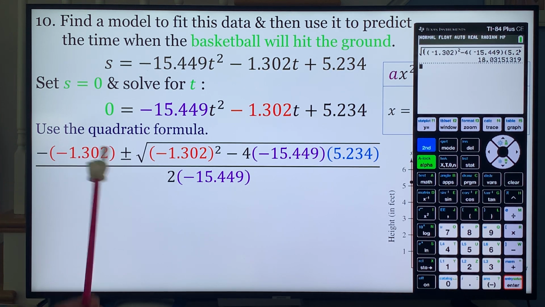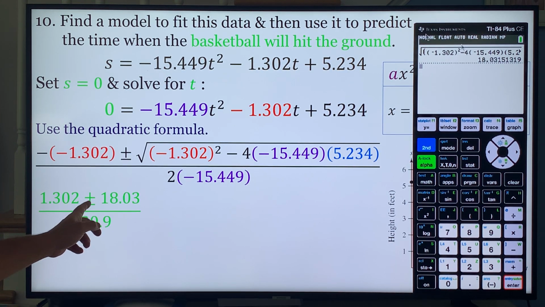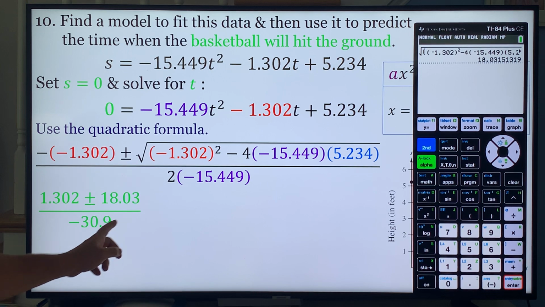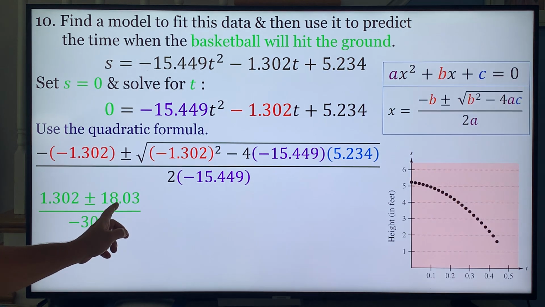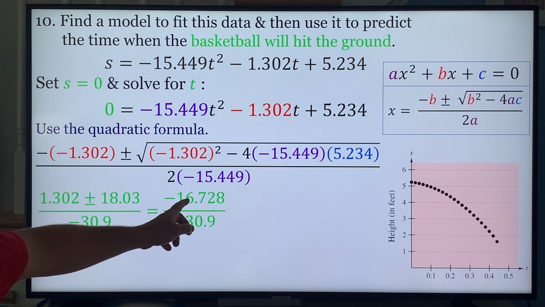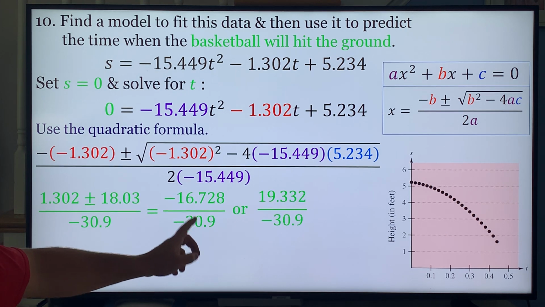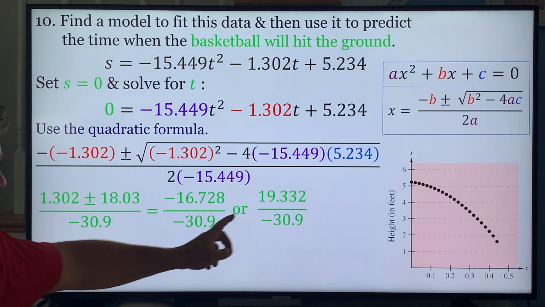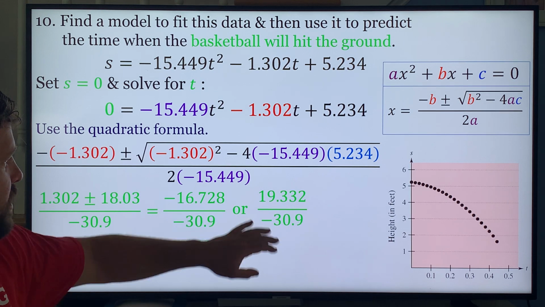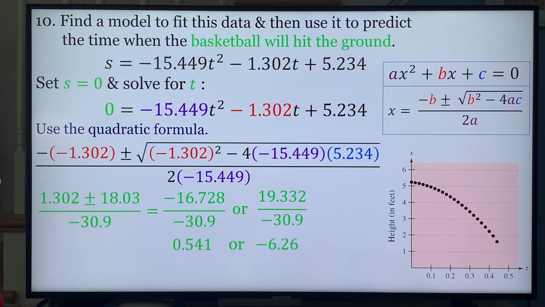Now, this right here becomes 1.302 plus or minus 18.03 divided by 30.9. I'm going to add 18.03 to this. I'm going to subtract 18.03 from negative 1.302 and divide by here. And then I'm going to add the 2 together. When I get my 2 answers here, I get 0.541 or negative 6.23.